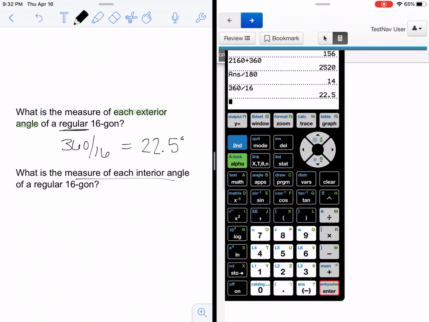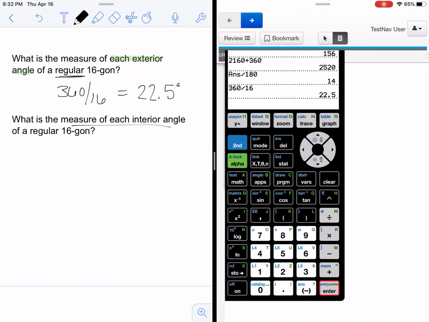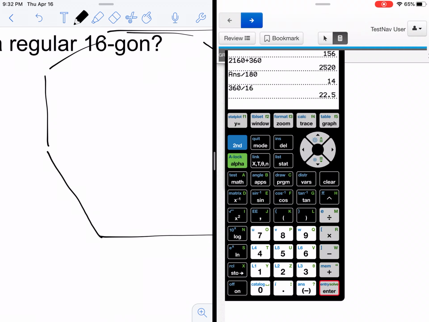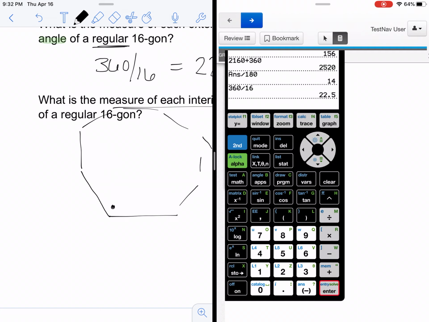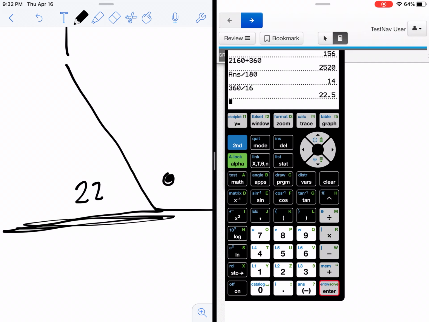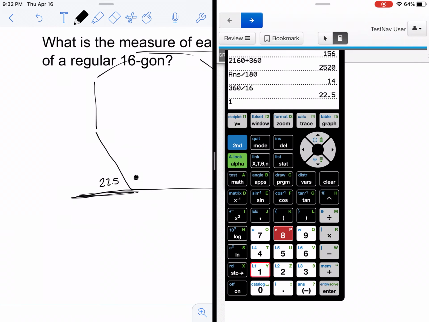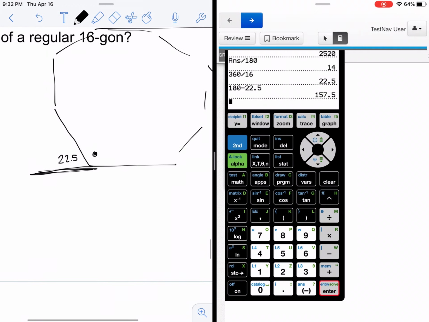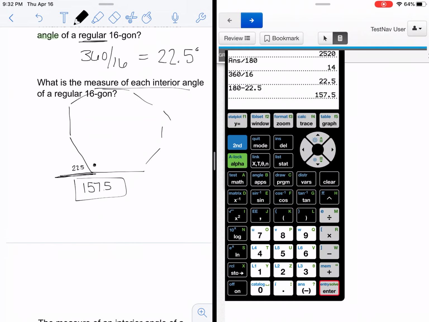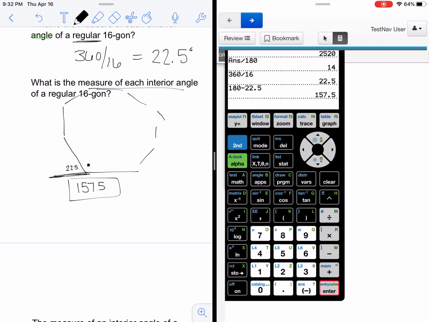Okay, well then each interior angle, if I were to draw a 16-gon, it wouldn't go very well. But if you can envision, my shape looks something like this. Obviously it doesn't have 16 sides, but the interior angle's right here. If the exterior angle that was paired with it was 22.5 degrees, to find the interior angle, I'm just going to take 180 minus that because I know that they have to be supplementary because they make a straight angle pair together. So that's one way. I just did 180 minus the exterior angle.